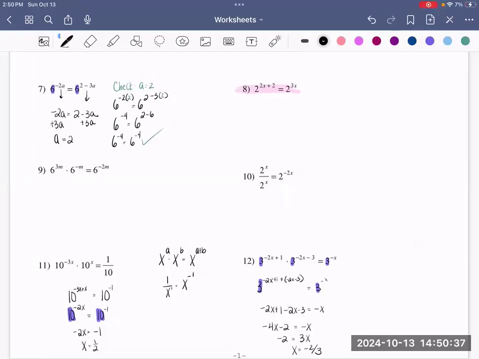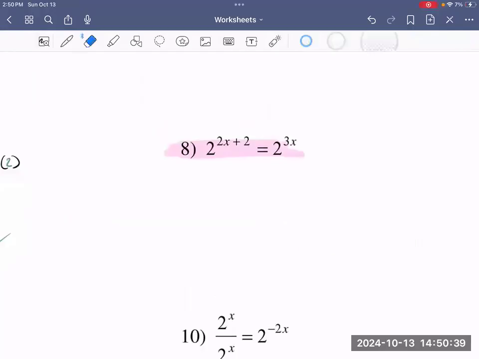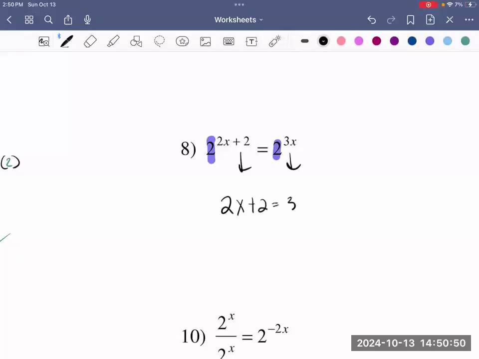And I noticed that I missed one from above, number 8, so we'll go ahead and do number 8 as well. So our bases thankfully match. We have these to drop. We get 2x plus 2 is equal to 3x. Let's go ahead and subtract this 2x to the other side. We get 2 is equal to x.